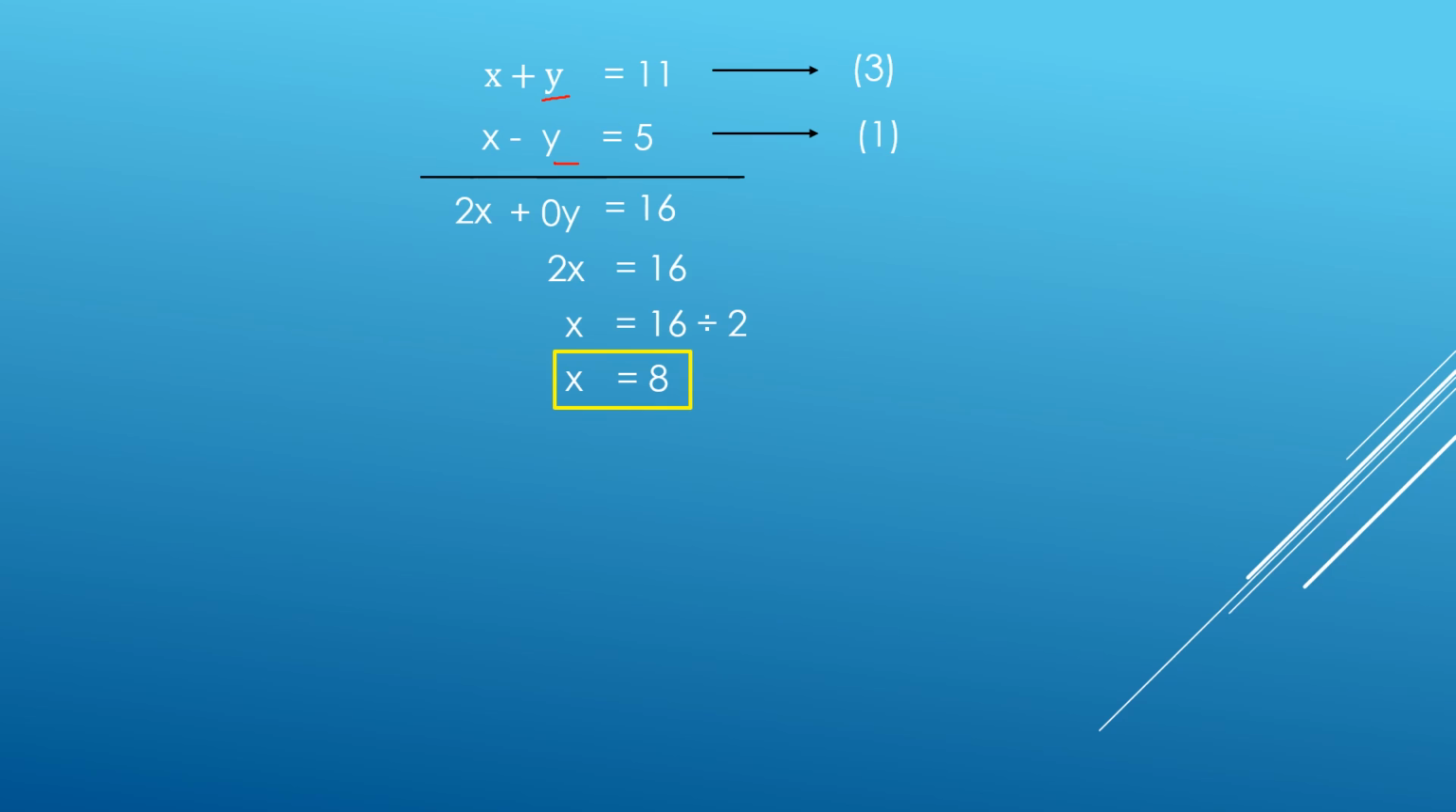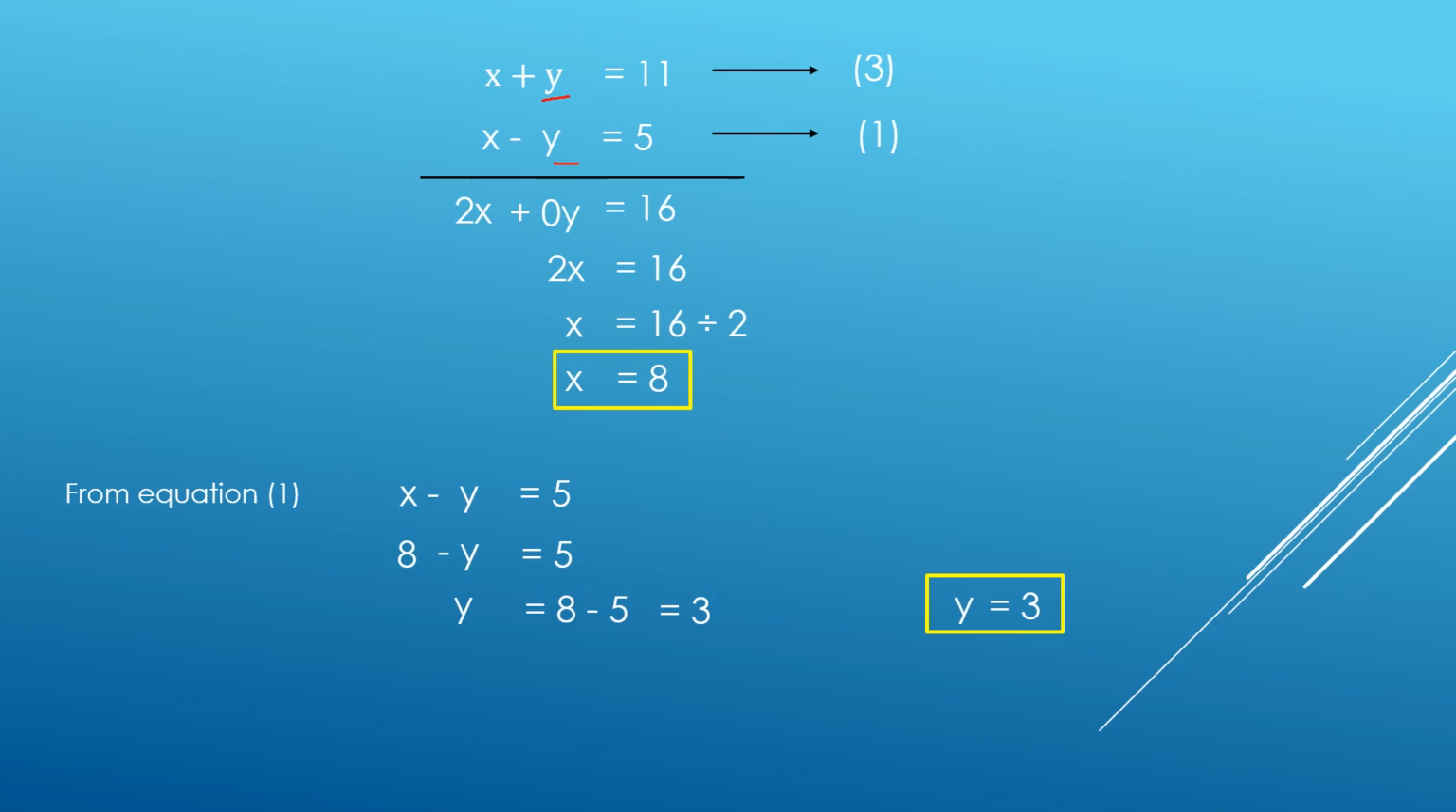Here we have two equations. You can use either of these equations. I am using equation 1. That is x minus y equal to 5. So tell me the next step. 8 minus y equal to 5. Good. The next step. Good. Y equal to 8 minus 5. Then what will be y? It's 3. So we got the value of y as 3.